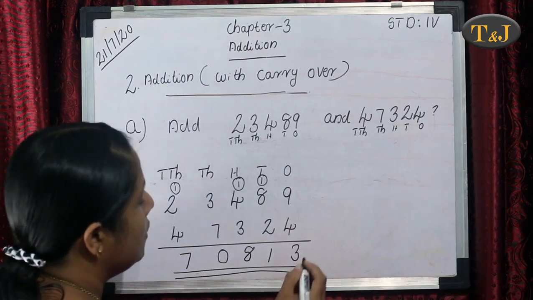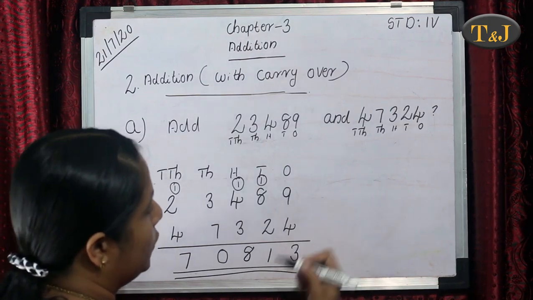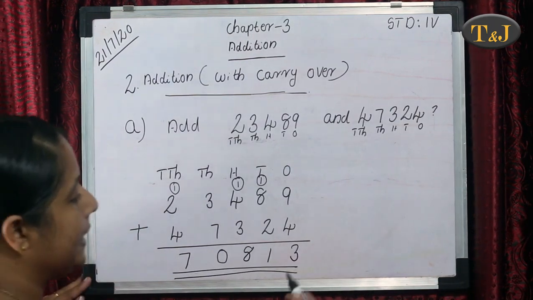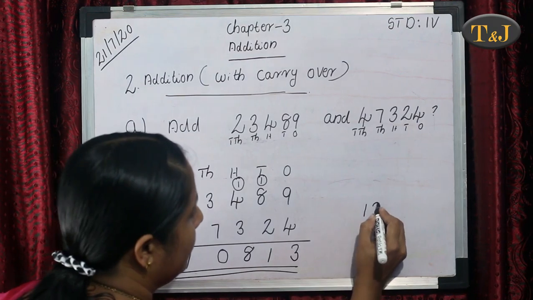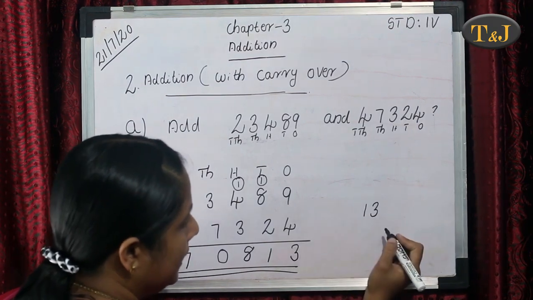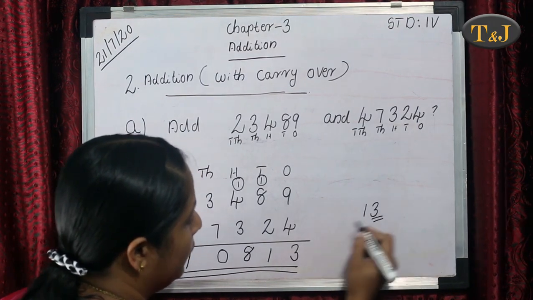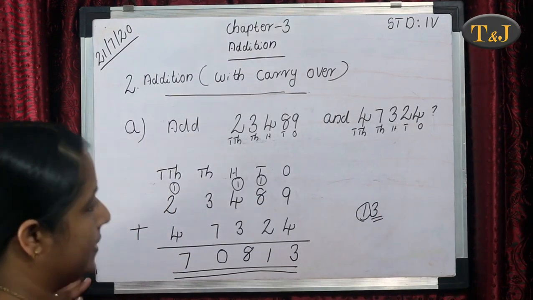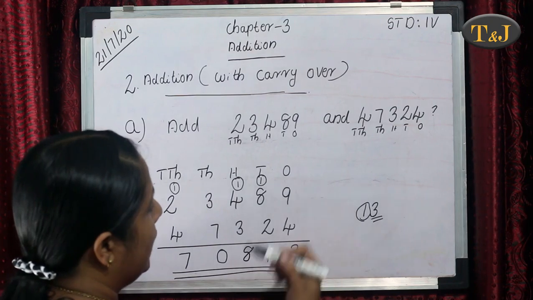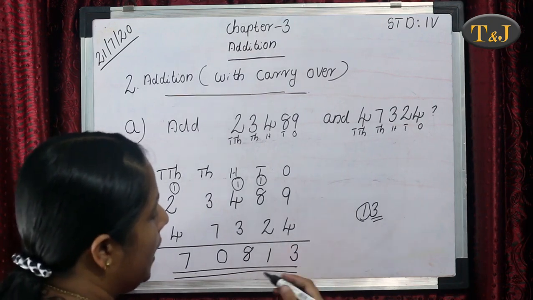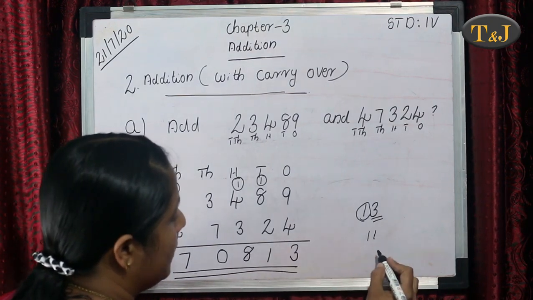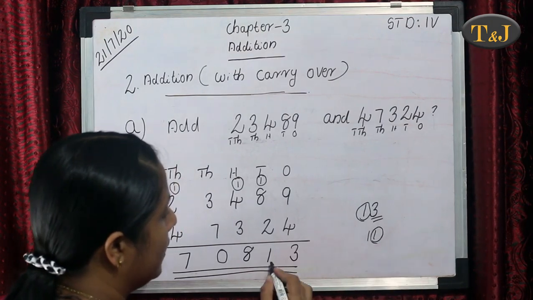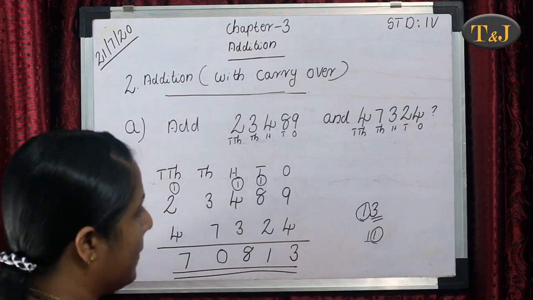That is our answer. First we are adding 9 plus 4. 9 plus 4 equals 13. Then we write the ones place value, that is 3 here, and this number is put as a balance. Then 8 plus 1 equals 9. 9 plus 2 equals 11. Again we get the two-digit number 11. Then write number 1 here. This number is the balance number.